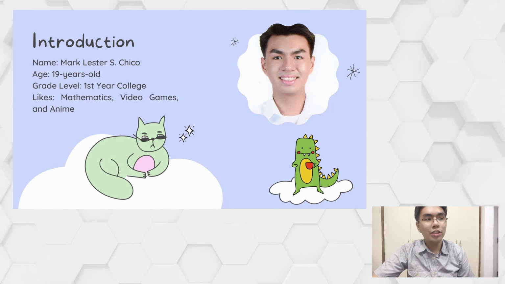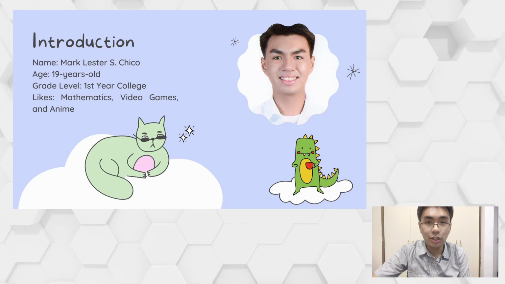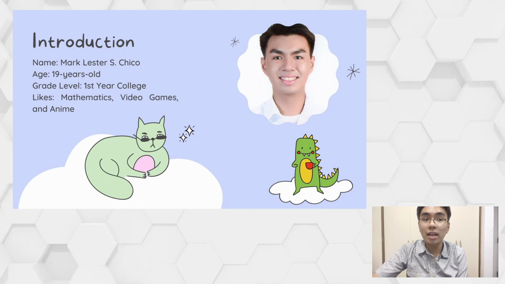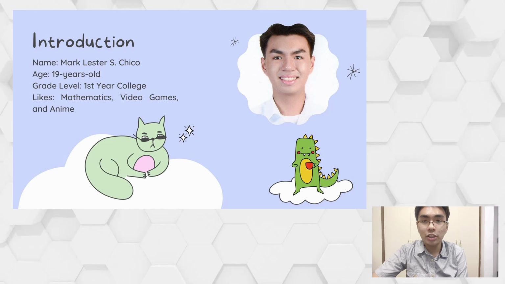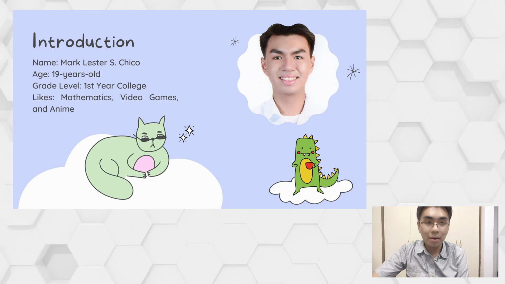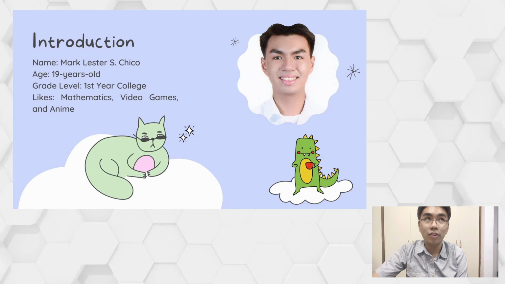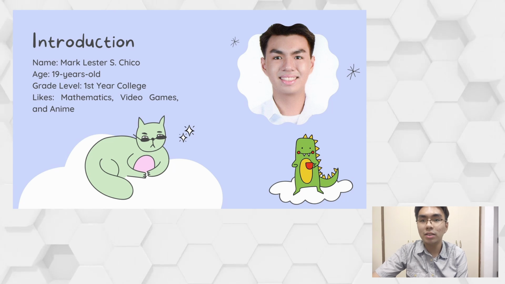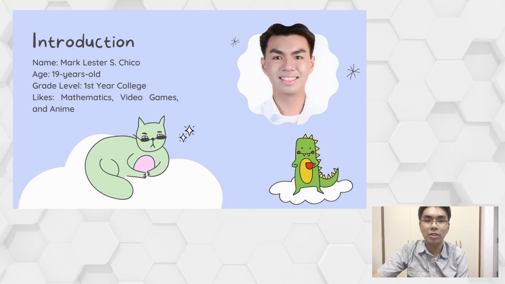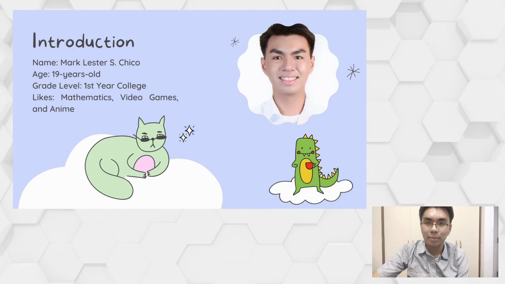For the introduction, just like I said, my name is Mark Lester S. Chico. I am currently 19 years old and I am a first year college student studying in Mapua University. I like mathematics, video games, and anime. If you may ask, my course right now is civil engineering because I dream of being one and I like drawing as well.